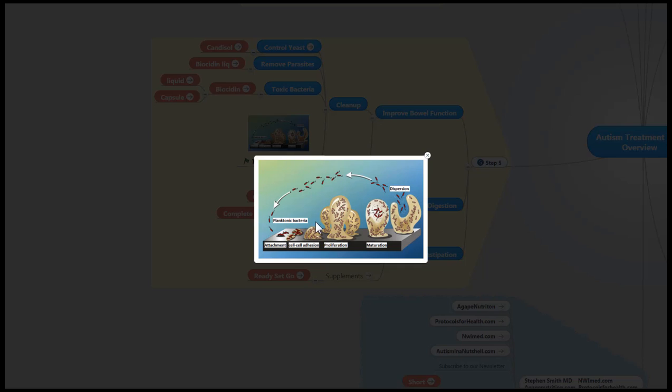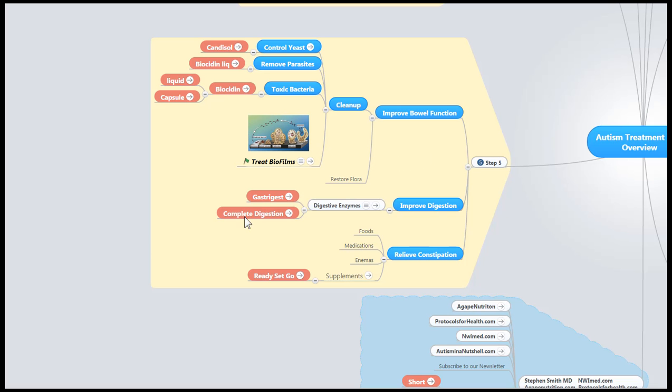Now if you see this diagram here, in a biofilm there are about 100,000 bacteria or more, 10 times more than should be there, and they can block absorption, and they also can give off all kinds of toxins. So we want to get rid of those biofilms.